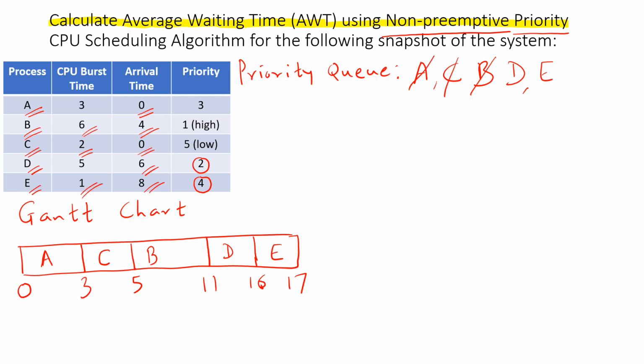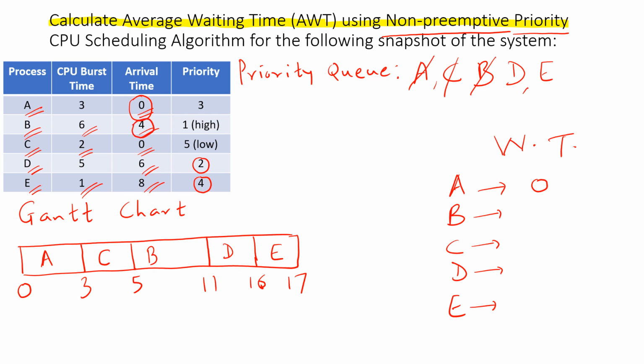Now let us calculate the wait time for A, B, C, D and E. The wait time for A: A came at 0, got the CPU at 0 and then finished, so its wait time is 0. Process B came at time 4, got the CPU at time 5 and then finished, so from 4 to 5 it was waiting, so the wait time is 1.